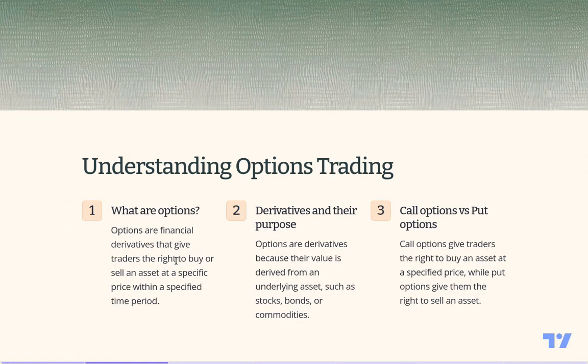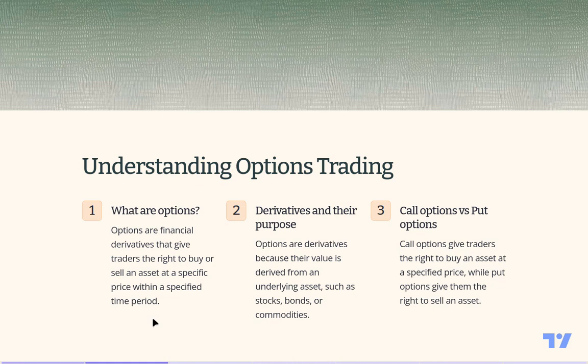Now, remember these 3 points when understanding options trading. So let's try to understand what options trading is. What are options? Options are financial derivatives that give traders the right to buy or sell an asset at a specific price within a specified time period. So basically, the time period could be within 1 week or 2 weeks. But ideally, depending on the broker that you're using, it's like a month or 2 weeks.